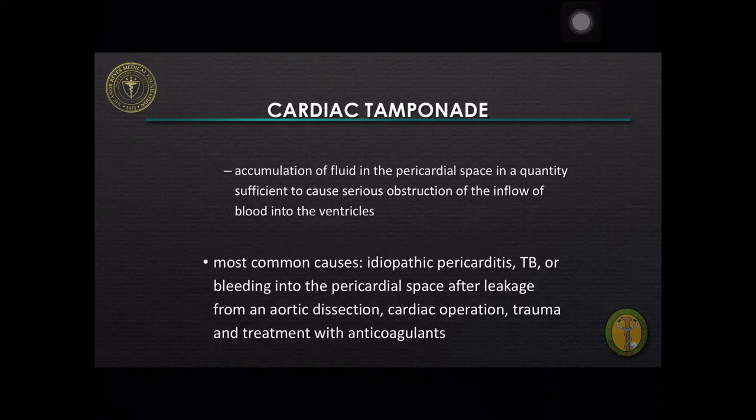Cardiac tamponade is the accumulation of fluid in the pericardial space in a quantity sufficient to cause serious obstruction of the inflow of blood into the ventricles. The most common causes are idiopathic pericarditis, tuberculous pericarditis, or bleeding into the pericardial space after leakage from an aortic dissection, cardiac operation, trauma, and treatment with anticoagulants.